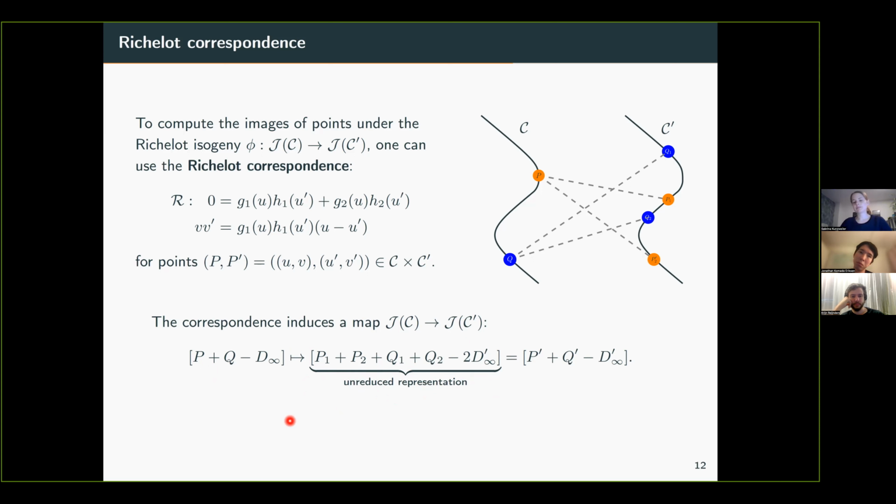The only small problem that we still have here is that we want to represent elements in the Jacobians by just 2 points on the curve, and at the moment we have 4 different points. So one still has to apply a reduction step, but that's easy to do. There's an algorithm by Cantor to compute this reduction. Given those 4 points, one can easily compute P prime and Q prime on the curve so that this is our image.